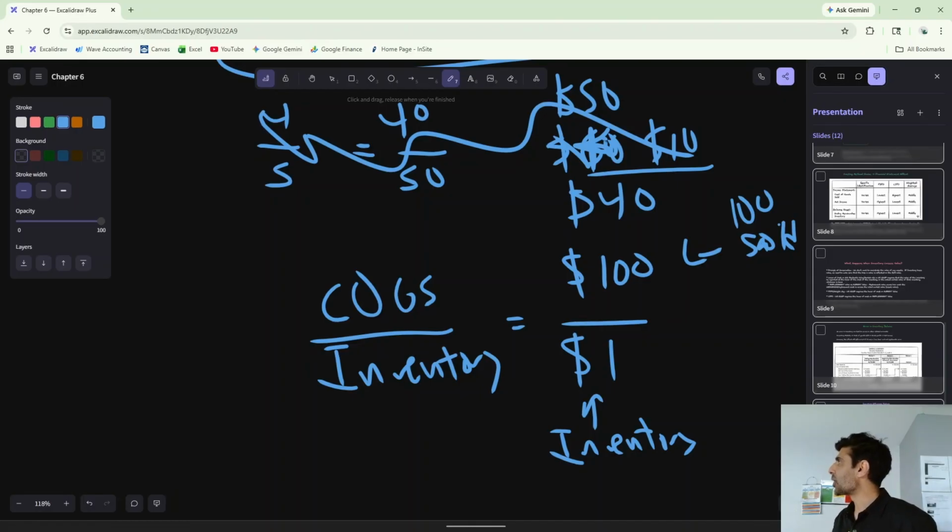So you take how much inventory you have and you compare that to your total cost of goods sold, right? And the more times you're able to cycle through your inventory over the year, the higher the ratio is going to be. That means you had more inventory turnover.